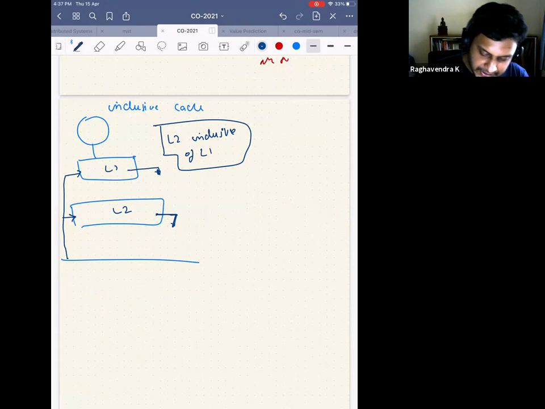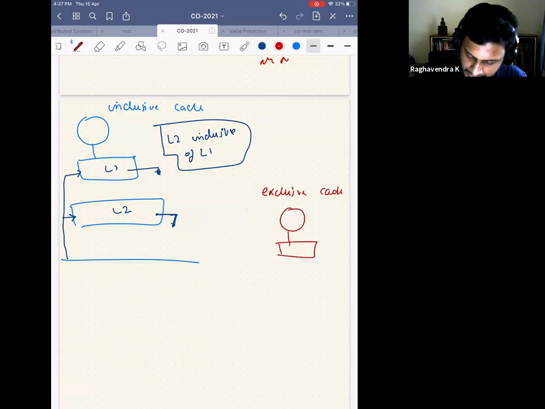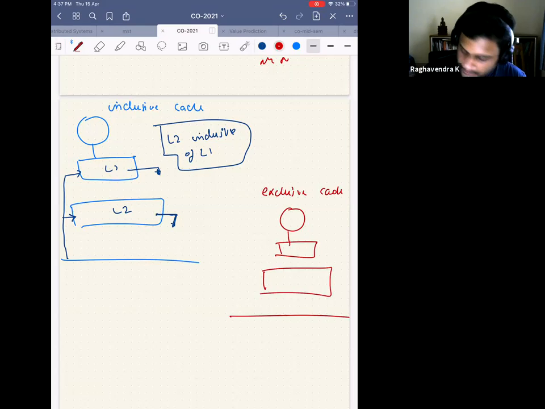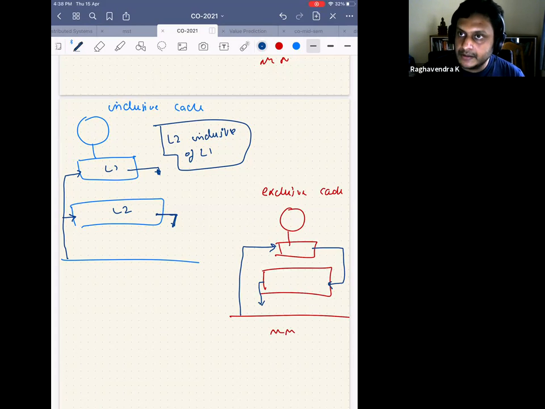Then there's an exclusive cache. How does it look? It has the CPU and the caches. When I bring a block, I bring it only to L1. When the L1 block is kicked out, I bring it to L2. This is called an exclusive cache because L2 does not have any data that L1 has.